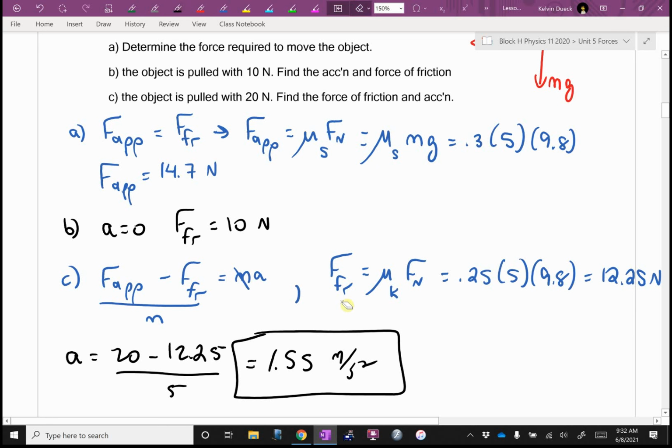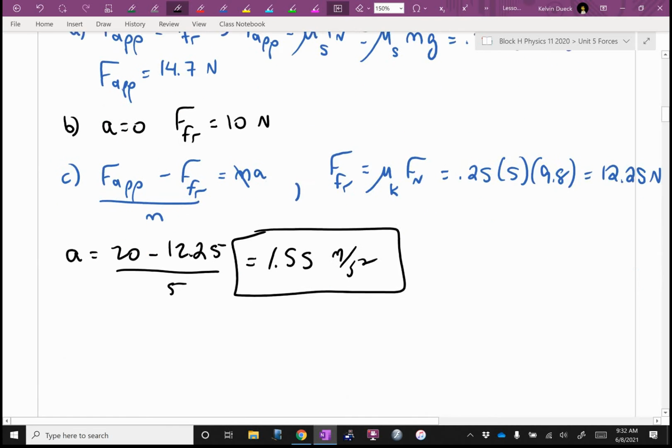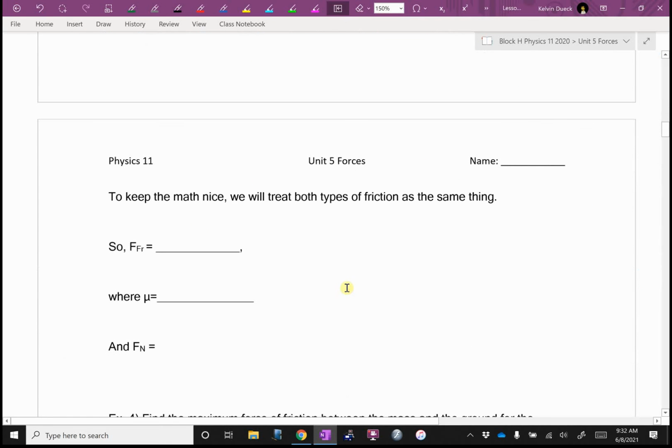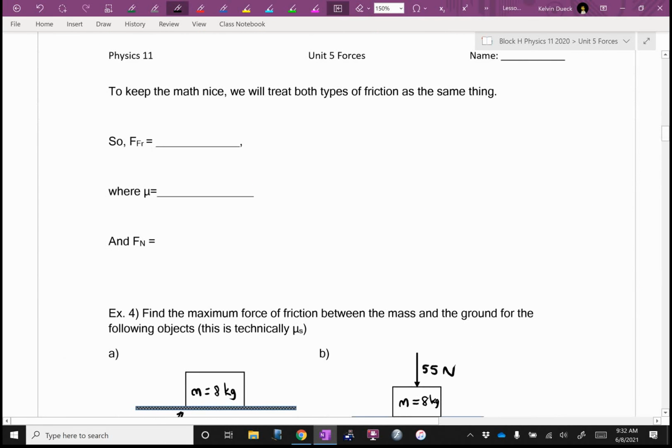12.25 newtons must be friction for part C. Now, having said that, while it is true that there are technically 2 types of coefficients of friction, I'm not going to be that fussy. Whatever mu that I give you in a question, you can use for anything. So I think on the next page, I wrote here, to keep the math nice, we're going to treat both types of friction as the same thing.